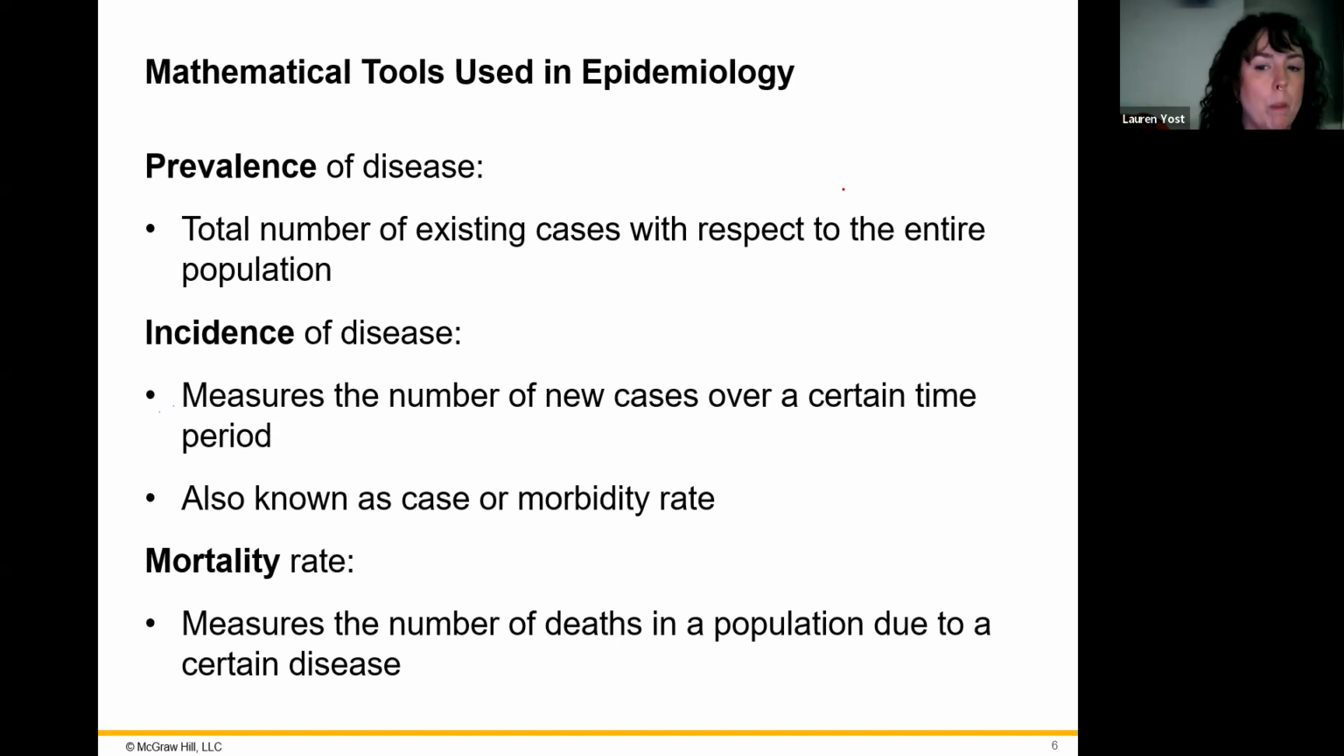That is also called the morbidity rate. Whereas the mortality rate is the number of deaths due to the disease. Okay.